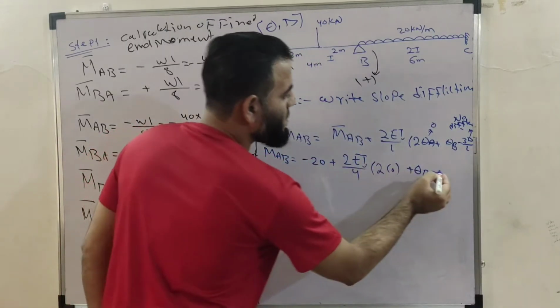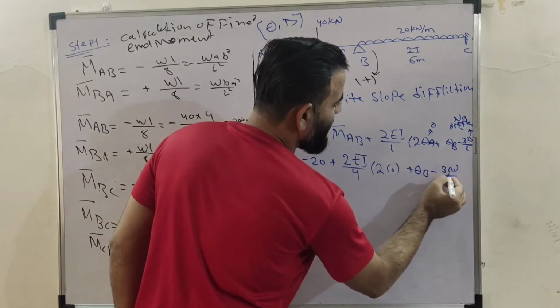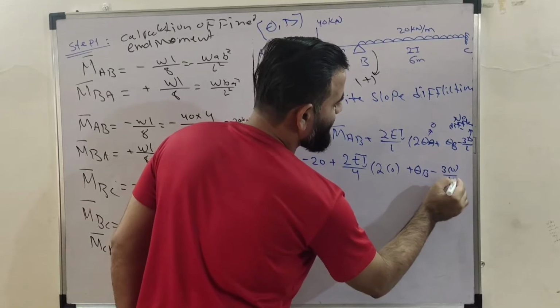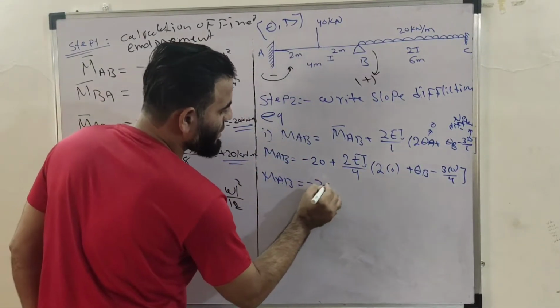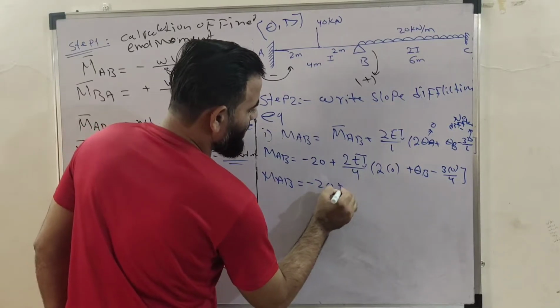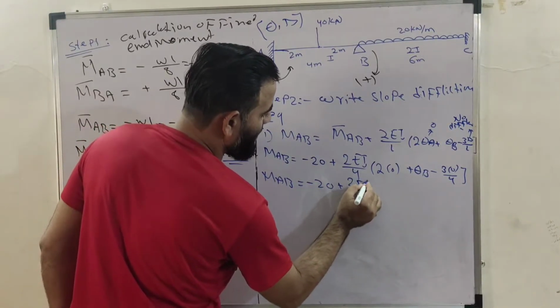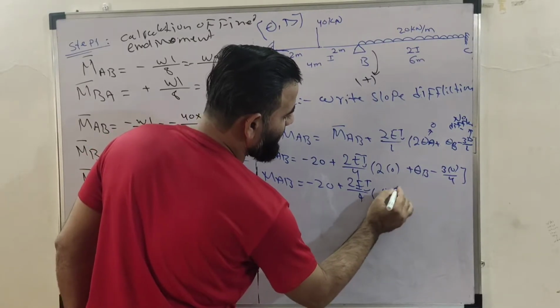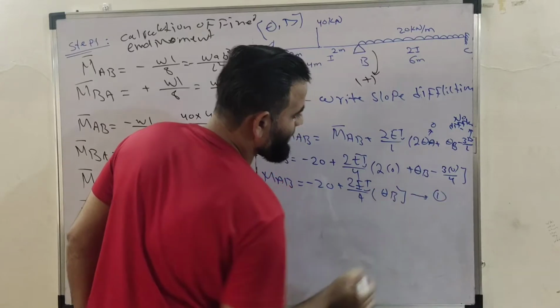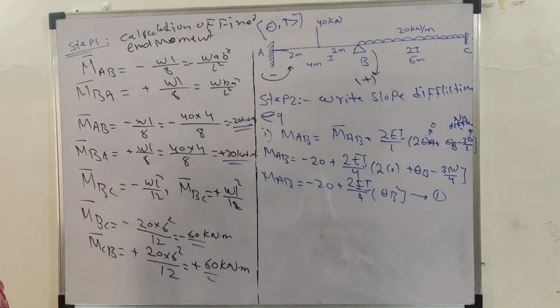That's why this is also 0. 3 into 0 by L is 4. Now moment of AB is equal to minus 20 plus 2EI by 4 into theta B. This is equation 1.